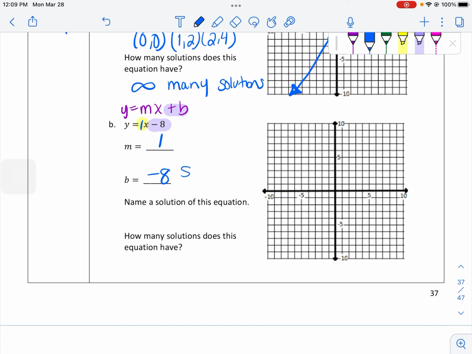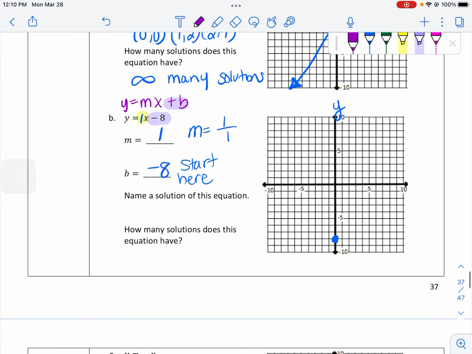So we always start at this y-intercept point. Remember, the y-axis is the vertical axis, and you're going to start at 0 and then go down to negative 8 and put your first dot right there. And then we have a slope of 1. That's the same thing as 1 over 1, and we want that to be our rise over our run. So that's positive 1 over positive 1.